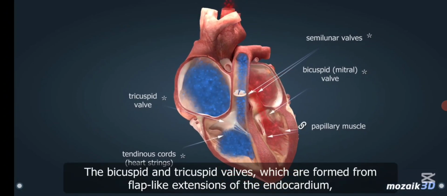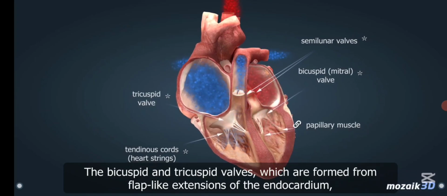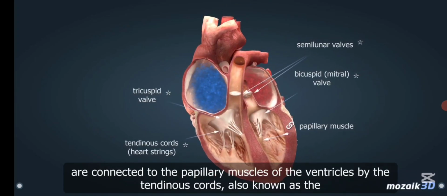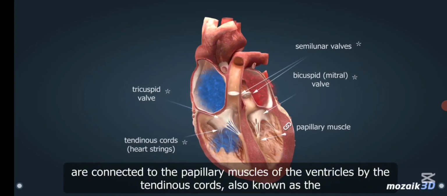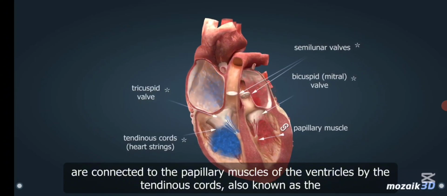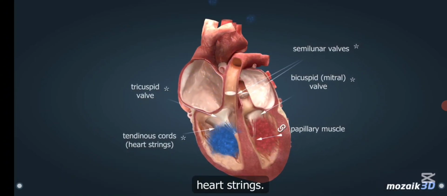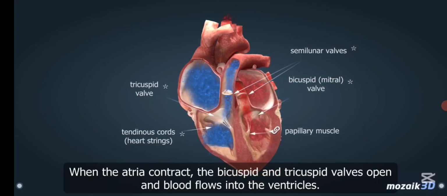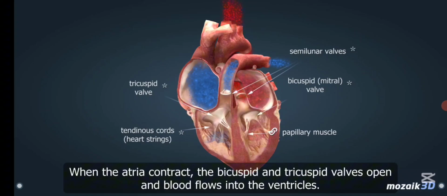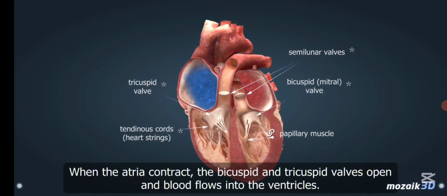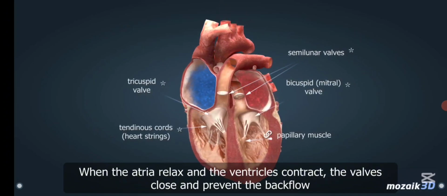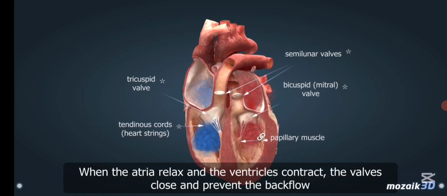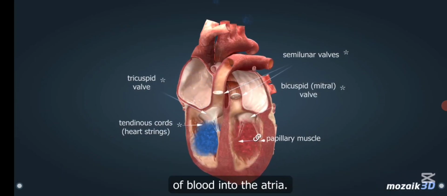The bicuspid and tricuspid valves, which are formed from flap-like extensions of the endocardium, are connected to the papillary muscles of the ventricles by the tendinous cords, also known as the heartstrings. When the atria contract, the bicuspid and tricuspid valves open, and blood flows into the ventricles. When the atria relax and the ventricles contract, the valves close and prevent the backflow of blood into the atria.